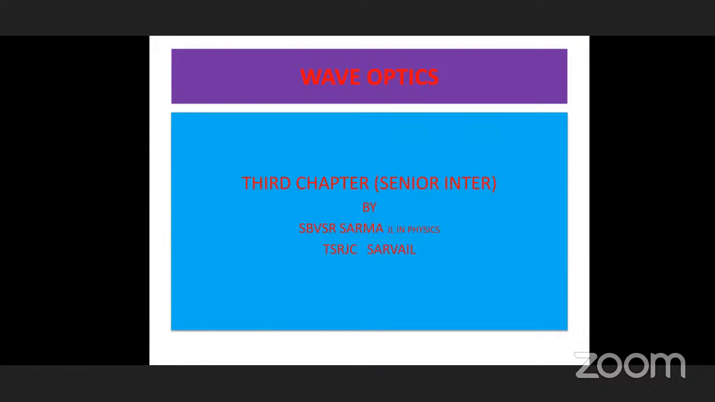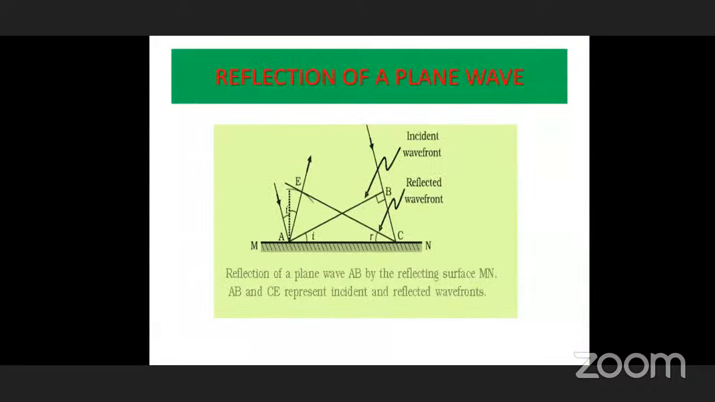Now let us start with reflection of wave. Yesterday we discussed refraction. This is a reflection. So MN is the plane of reflection. AB is the plane wave. We have to take that as the incident wave front.